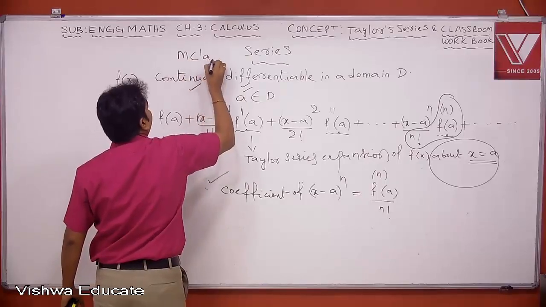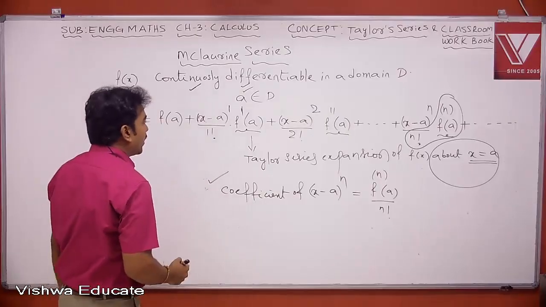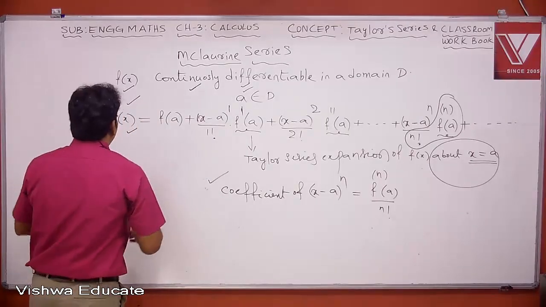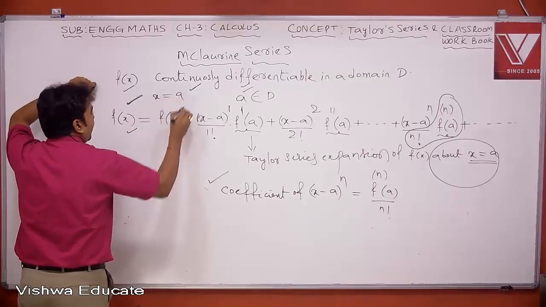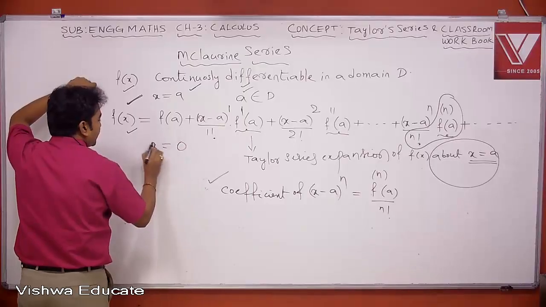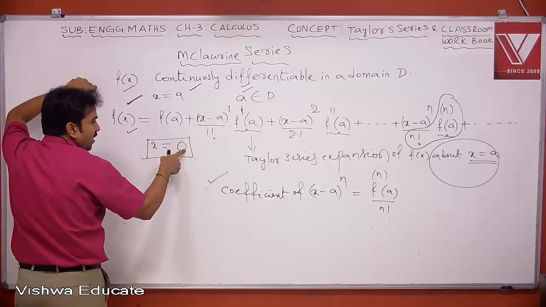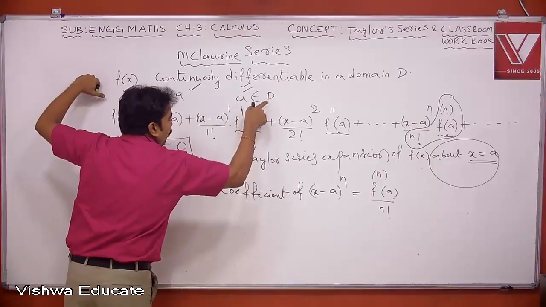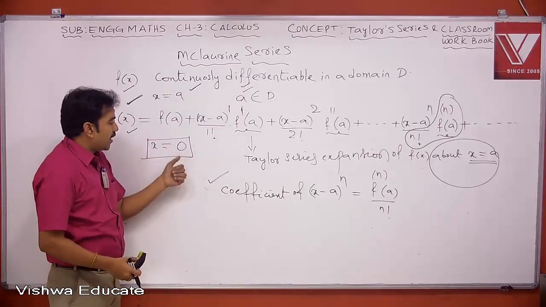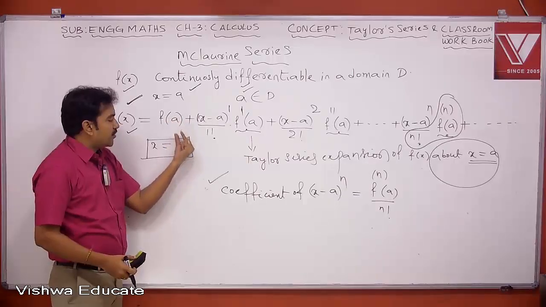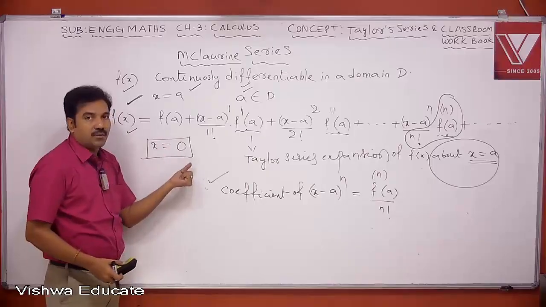Next concept, Maclaurin series. Now this is a Taylor series expansion of f of x about x equal to a. Now I will take the Taylor series expansion of f of x about x equal to 0. So that means in place of a we are taking 0. Of course 0 must be an element of D. Actually in case of Taylor series this a can be any element of D. But in case of Maclaurin series particularly I will replace a by 0. We are expanding the series about x equal to 0.